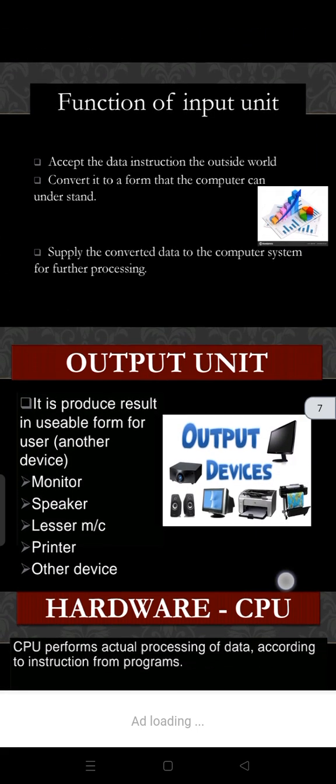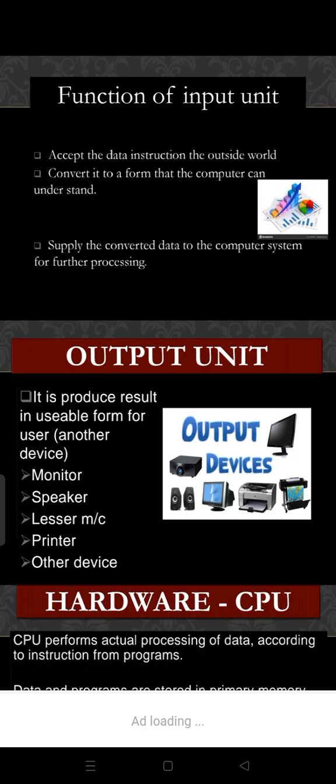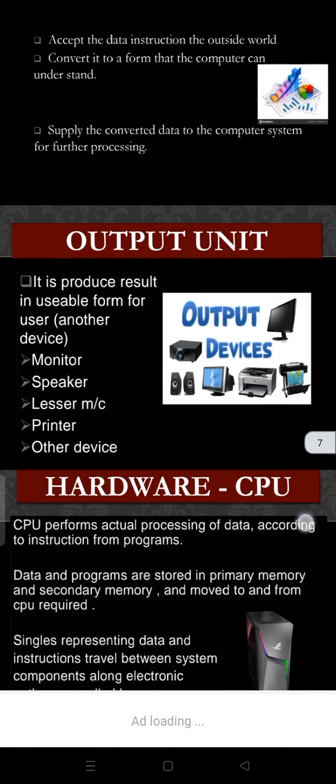Now, let's talk about the functions of the input unit. The input unit accepts the data and instructions from the outside world with the help of our input devices and converts them to a form that the computer can understand. It supplies the converted data to the computer system for further processing, and the processing is done by the brain of the computer, that is the CPU.